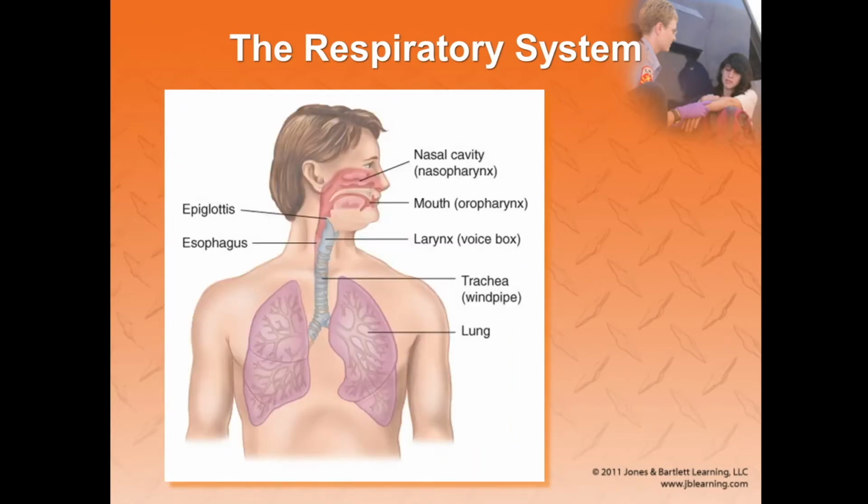So again, we have the nasal cavity, nasopharynx, the mouth, the larynx, trachea, and lung, all part of the respiratory system. On the left side of the diagram, you see the esophagus and the epiglottis. The epiglottis is a skin-like flap that is used to cover the opening of the windpipe to prevent food from falling down, causing pneumonia, choking, or aspiration of food into the lungs.